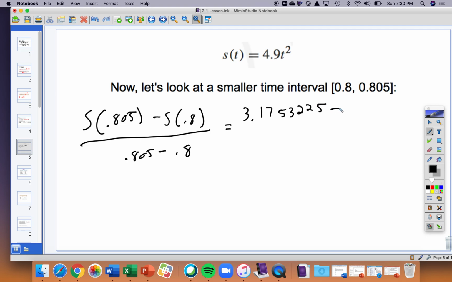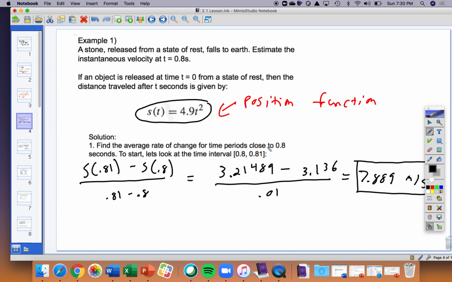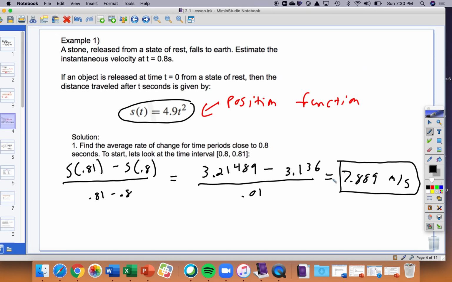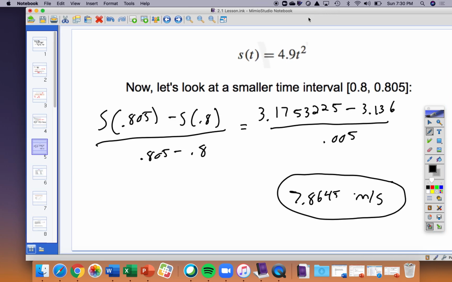3.1753225 minus 3.136, divided by 0.005. And this value right here is 7.8645 meters per second. A little bit different than the number we got here, 7.889. This is 7.8645. Very close, but a little bit different.